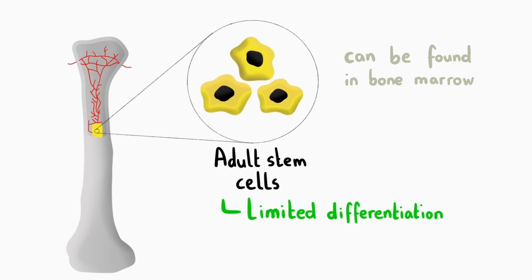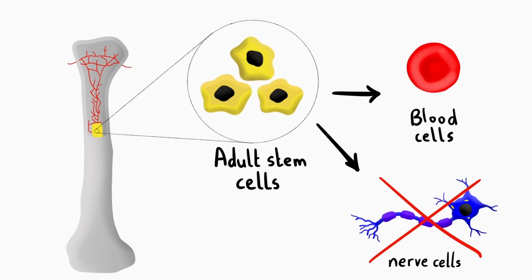Adults also have stem cells, but they're more limited. Adult stem cells are found in specific areas like bone marrow. Unlike embryonic stem cells, adult stem cells can only differentiate into certain types of cells. For example, bone marrow stem cells can become different types of blood cells, but not nerve cells.